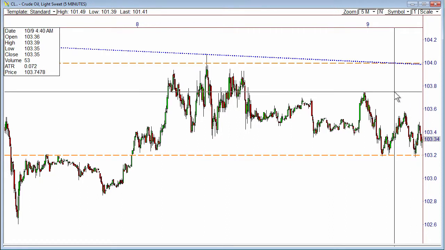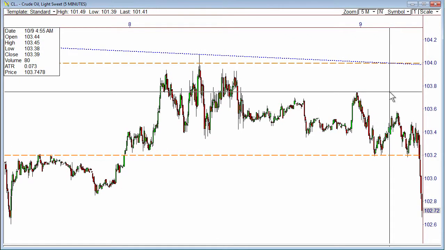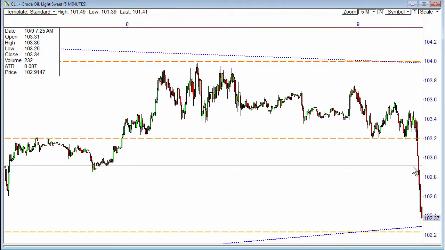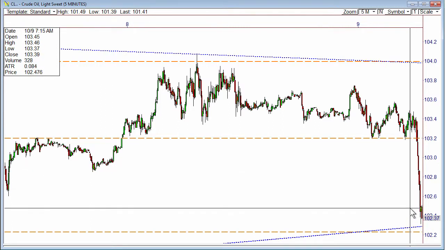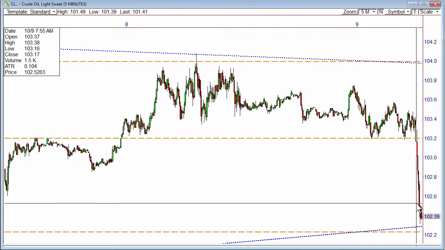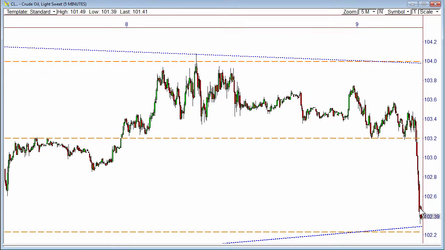103.75 was the upside pivot here. We didn't even chance it at all, and instead, boom, there's the break, and there's the move down to 102.94, followed by a move right down to 102.53. So the 2 targets were hit right away, and it was a straight shot down.